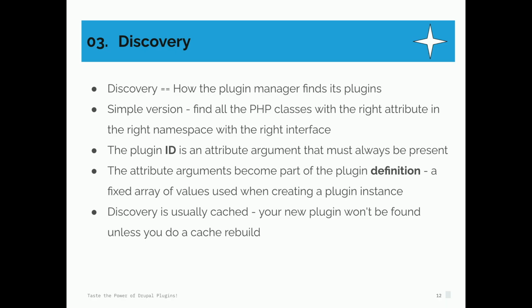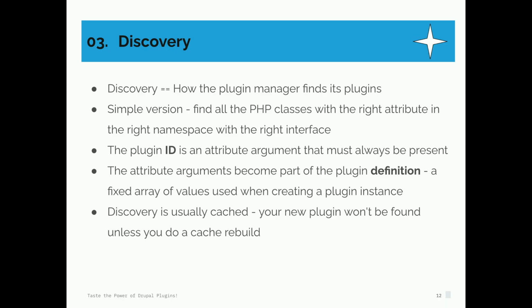The simple version is probably the one that you'll use if you go ahead and write any of these, and that's that you have to define a PHP class. It has to have the right attribute, has to be in the right namespace relative to your module, and it has to have the right interface. So there are basically three things that have to match up. The plugin ID is an attribute argument, and we'll come back to what that means. It must always be present, because every plugin has to have an ID. You can just think of it as simple as that.